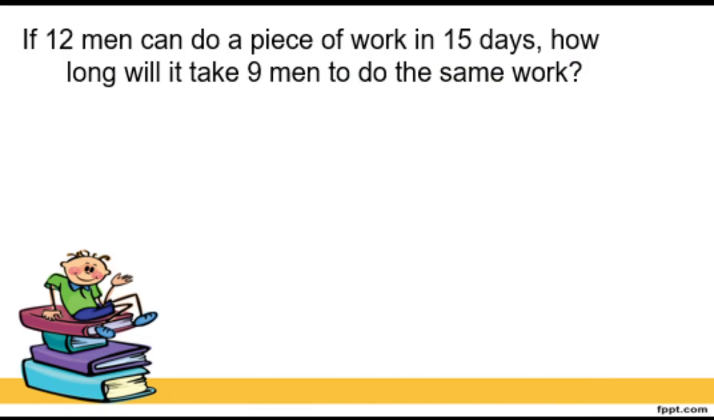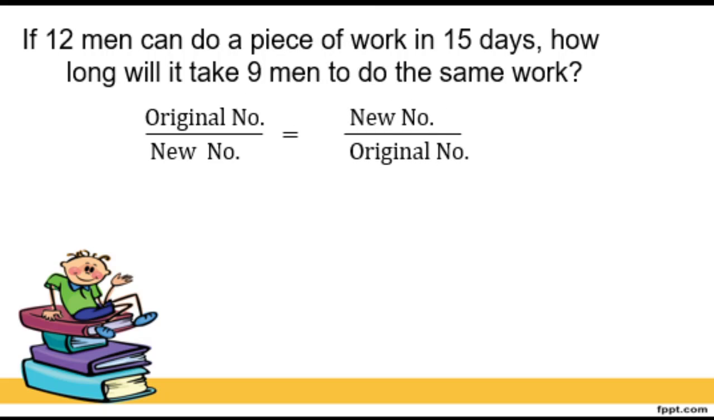Again, if 12 men can do a piece of work in 15 days, how long will it take 9 men to do the same work? So, almost the same. The original number of men is 12, the new number is 9, and the original number of days is 15, and the new number is unknown. So the original is 12 and 9 equals, the original number of days is unknown, and the original number of days is 15.